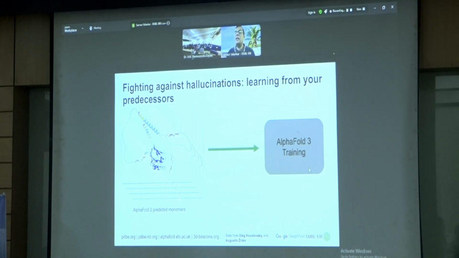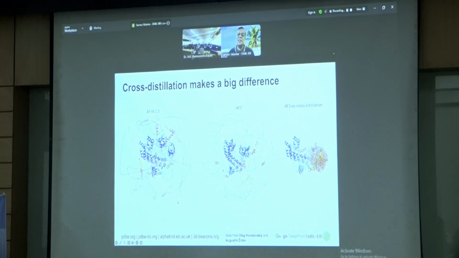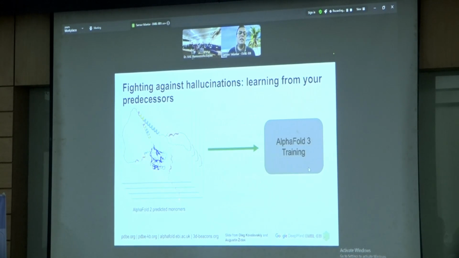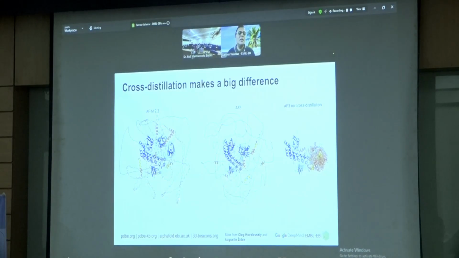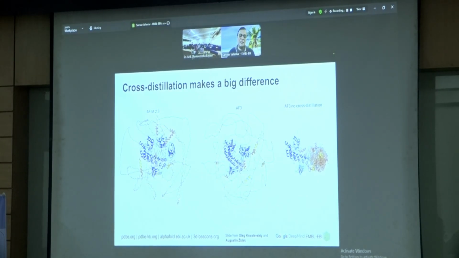And AlphaFold 3 was trained also using the AlphaFold database. And then suddenly you start seeing really good structures from AlphaFold 3 as well. And it's not hallucinating as much. It's still hallucinating, but not as much as it would if it was not trained using the AlphaFold database. So in AI speak, this is called distillation. So this is learning from what you already know, basically. And that's how AlphaFold 3 works.